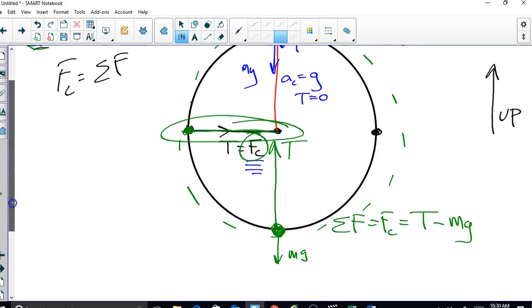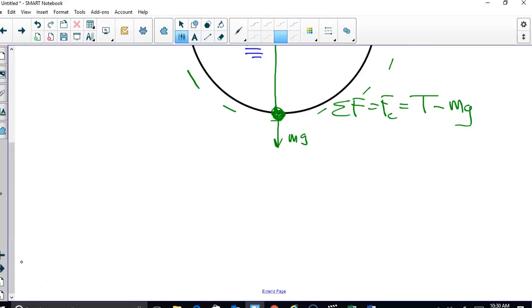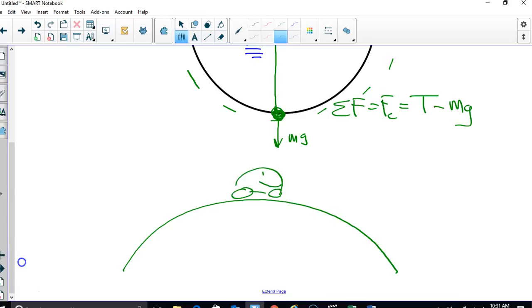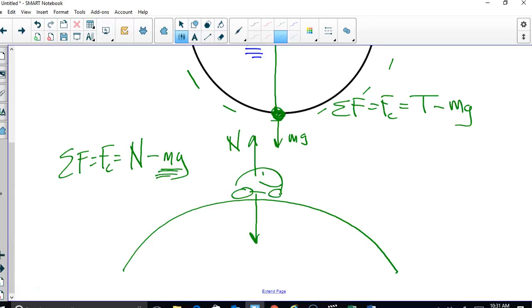Now, another possibility here is normal force. In other words, what about a car or something going over a circular hill? Here's your car going over the hill. Normal force pushes up and weight pulls down. So in order to move across that curved surface, the net force, which is the centripetal force, is going to be weight minus normal force. And you need weight to be larger, because otherwise you're going to come unglued.